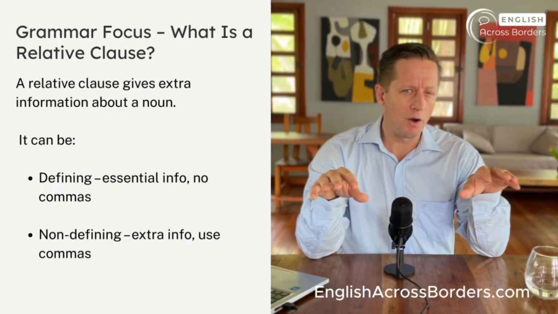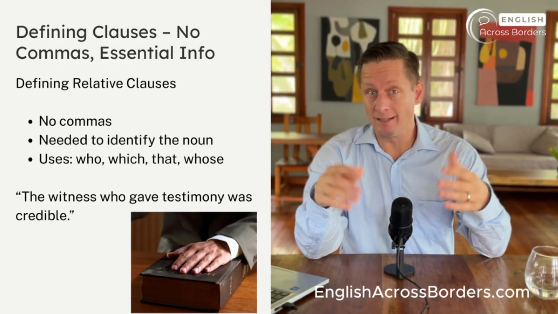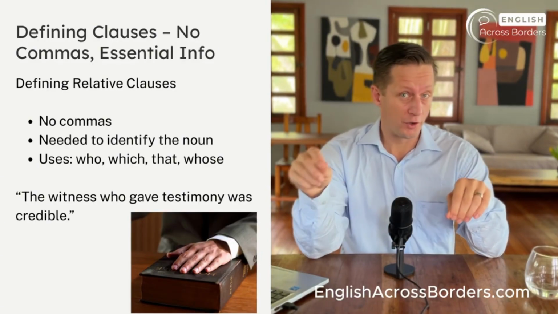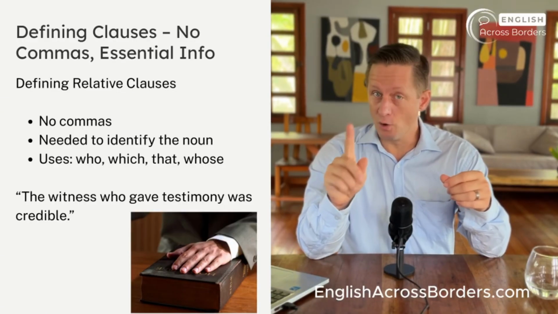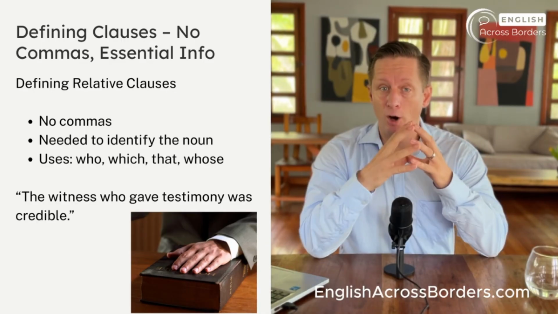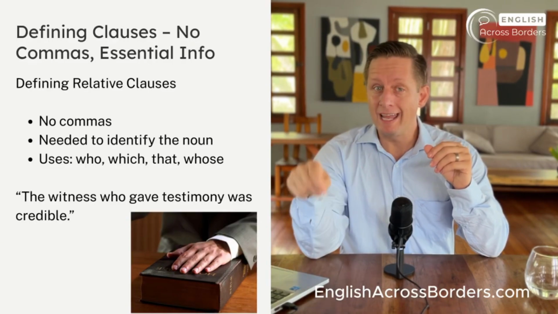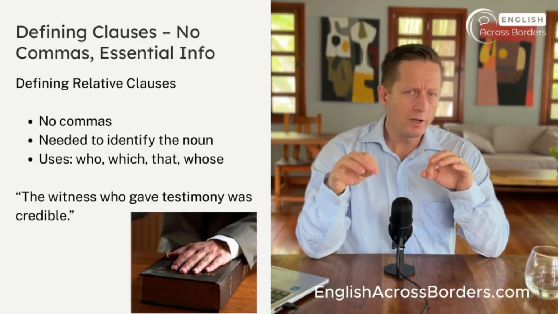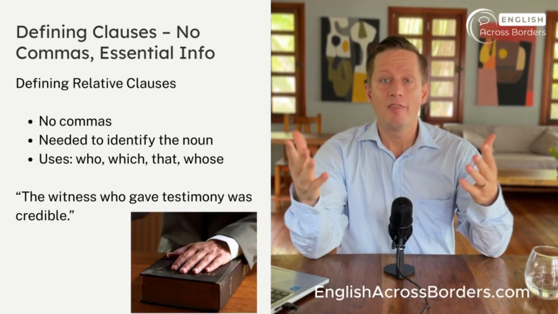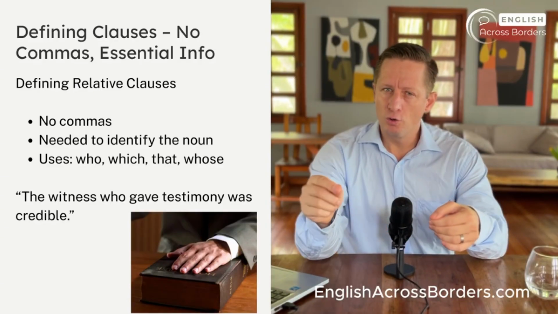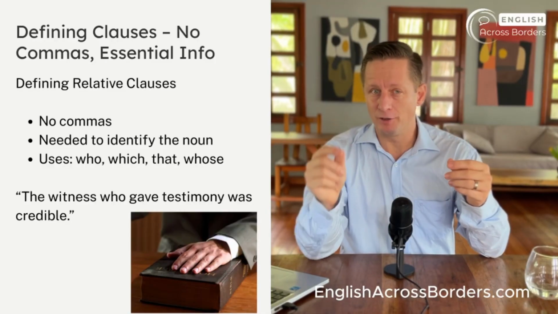We'll go deeper into how and when to use each one. Remember, when the information is essential, meaning it tells exactly which person or thing we're talking about, we use a defining relative clause. That means no commas because the clause is part of the core sentence. Look at this example. The witness who gave testimony was credible. We're not just talking about any witness, we're talking about the one who gave testimony. That clause helps us define who we're referring to. This structure is key in contracts where precision is everything.